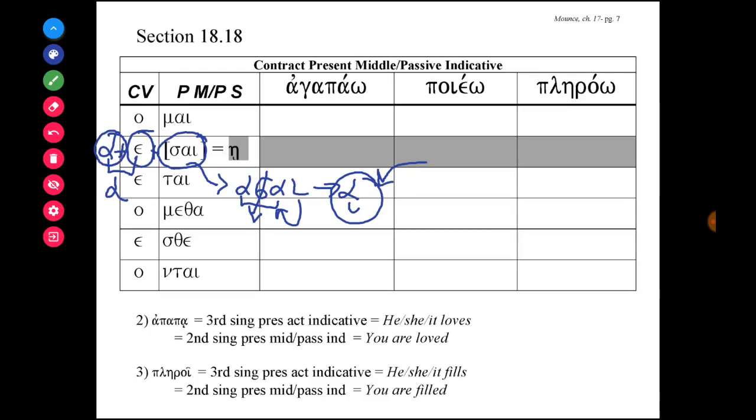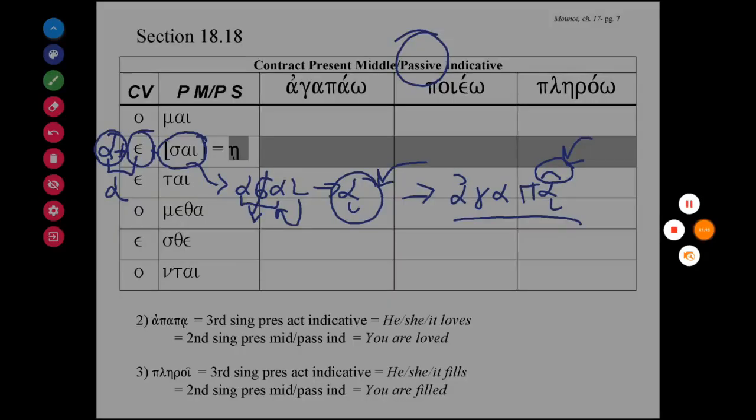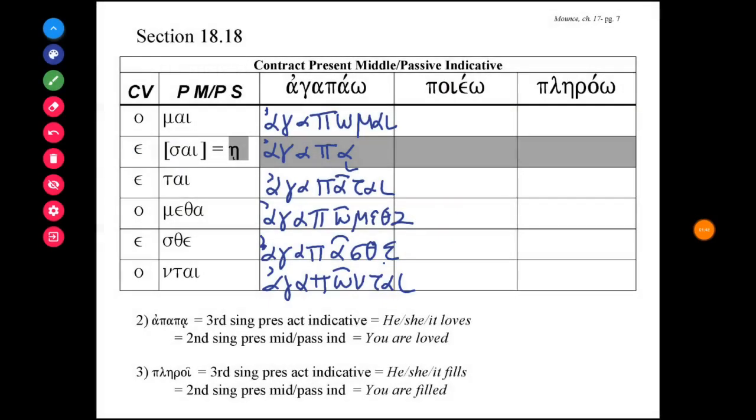So let me write this out. Agapa iota subscript, circumflex, this circumflex again signaling that's where the vowel contraction takes place, and agapa iota subscript is you are being loved, if I were to translate the form passively. So let's fill in the rest of the paradigm, and let's say agapomai, agapa, agapatai, agapometha, agapaste, agapantai.